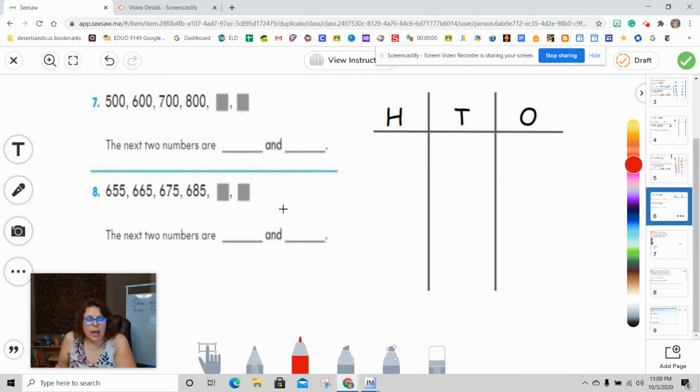Okay, so I'm going to do that here as well. So I think you need to see the pattern. So we start here at 55. And then we have 665. And then we have 675. You already see the pattern, right? 685.